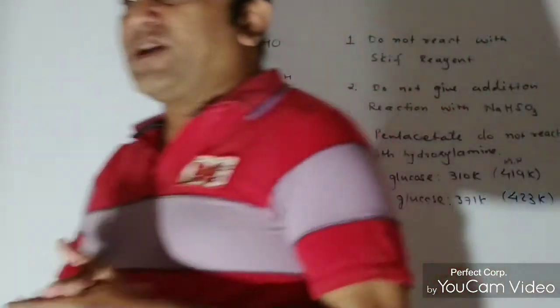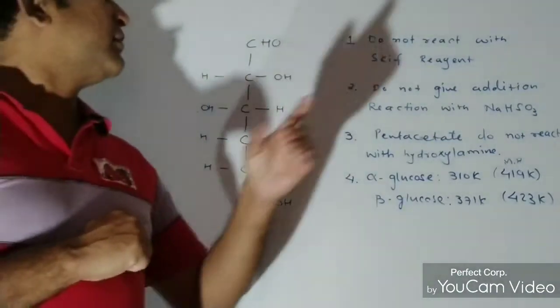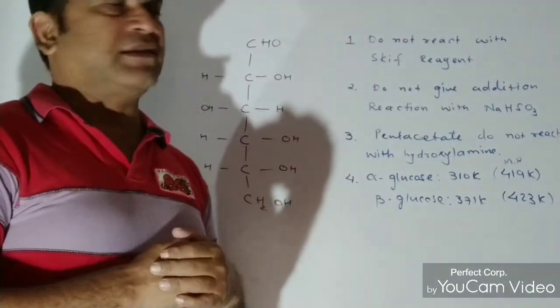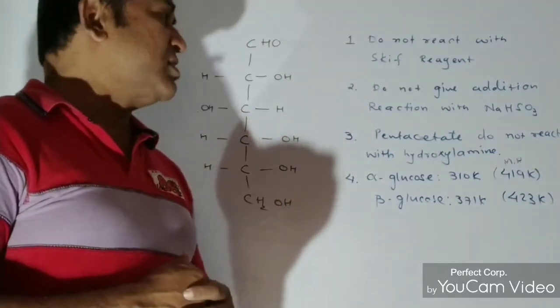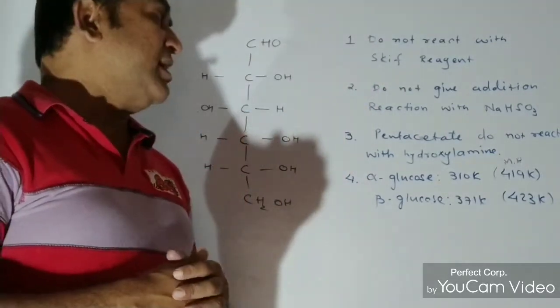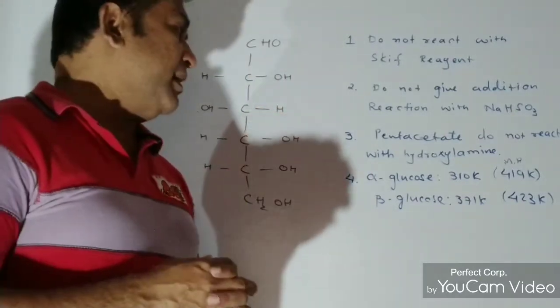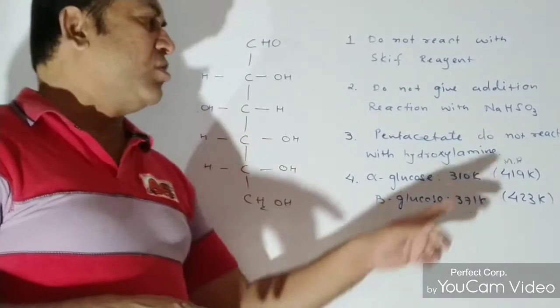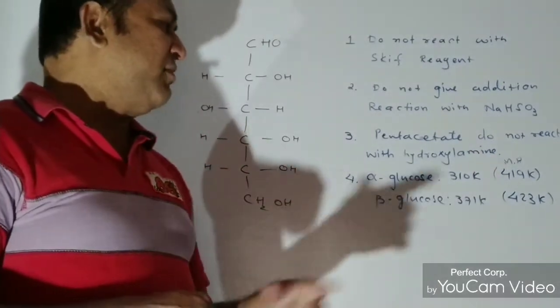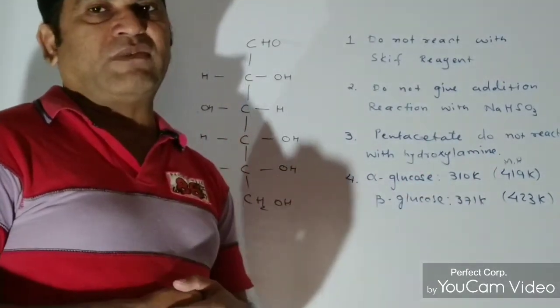So these 4 points you have to remember. First point, it does not react with Schiff's reagent. Second point, it does not give the addition reaction with sodium hydrogen sulfite. Pentaacetate does not react with hydroxylamine, and alpha glucose and beta glucose are obtained. Alpha glucose melting point is 419 Kelvin and beta glucose melting point is 423 Kelvin.